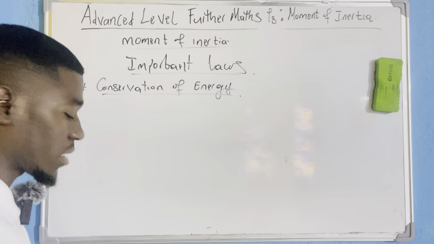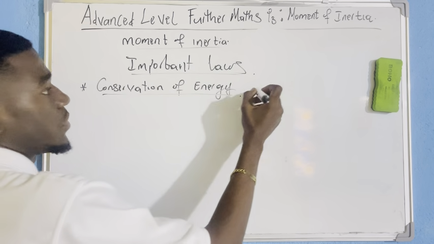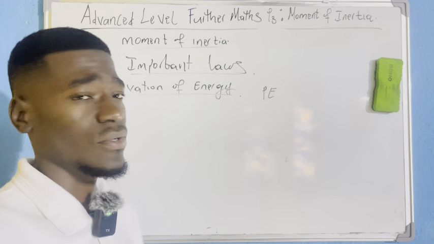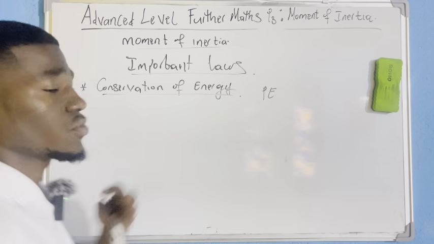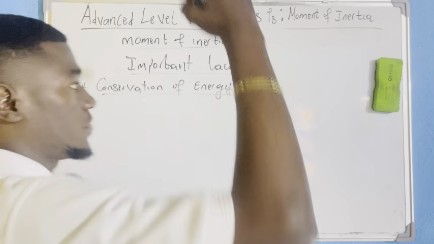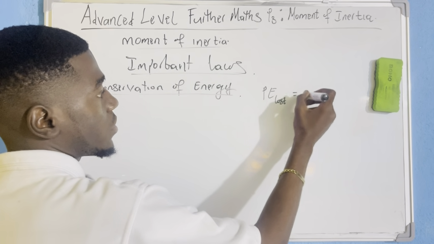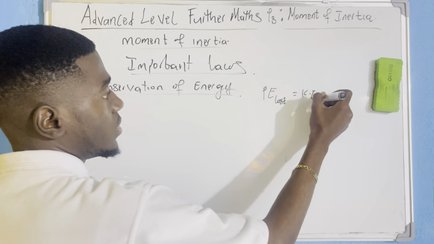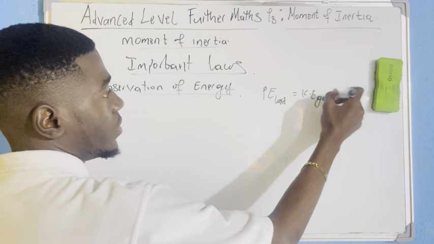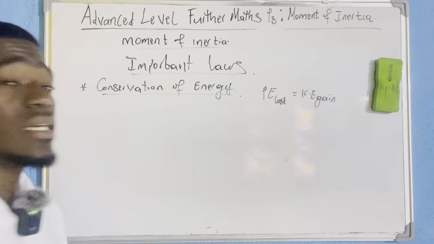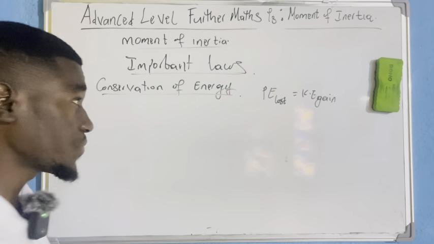Exactly. It means that what? Conservation of energy means the potential energy changes to kinetic energy when a body is rotating. So the potential energy loss should be equal to the kinetic energy gain. That is what you should retain: potential energy loss equals kinetic energy gain. I will apply it when we do one example.